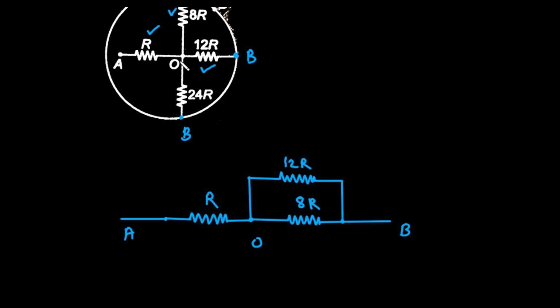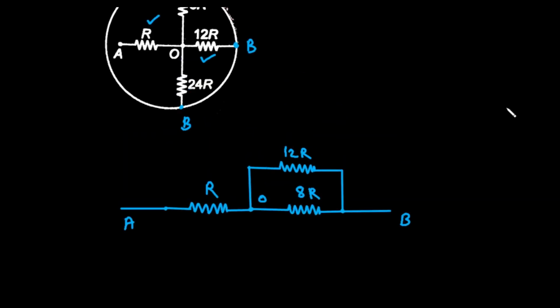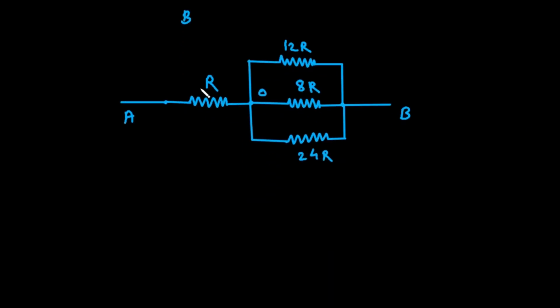Then next, between terminal O and B, there is one more resistance and that is 24R. So again we can draw here. Let's erase this O and write O here. Now this 24R remains, so let's draw it. So now this is 24R. Now here we can clearly see this resistance is in series with these three parallel resistances.